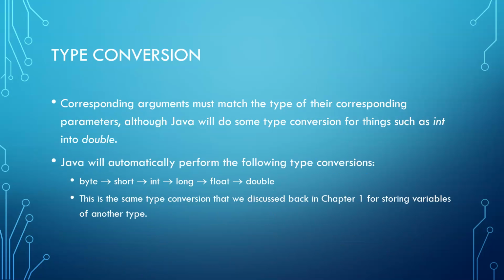So Java automatically performs the following type conversions: byte to short, short to int, int to long, long to float, and then float to double. All right, double is the biggest one here, so obviously double does not scale down to any of them. Now, the same type conversion that we discussed all the way back in Chapter 1 for storing variables of another type. All right, just like I mentioned when we were doing basic arithmetic, same idea here.